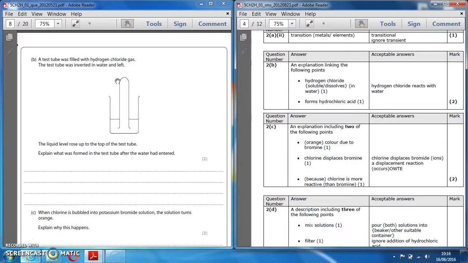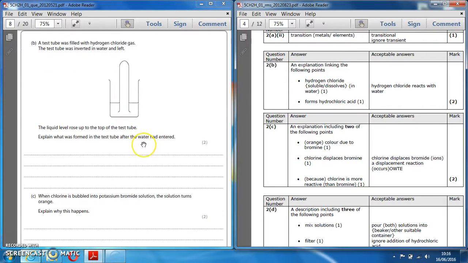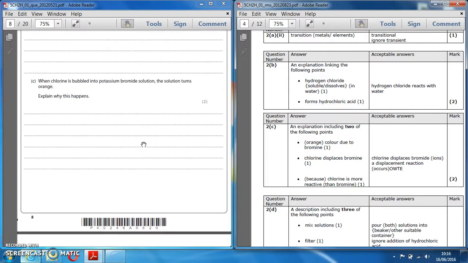Almost seems too easy. I've seen it before where they've put in universal indicator and asked what colour it would go and explain what's happening, and water would start rising up the tube as the gas dissolves and there's no gas left. Then the water would rise up to fill it up. So you might have to explain that in harder questions, but this one's only 2 marks.